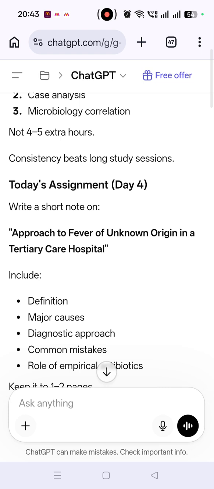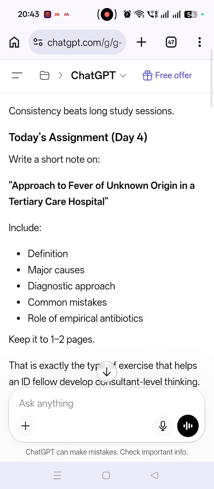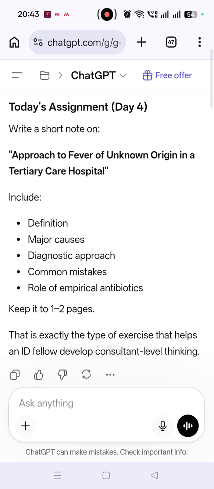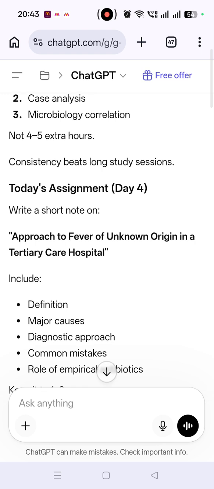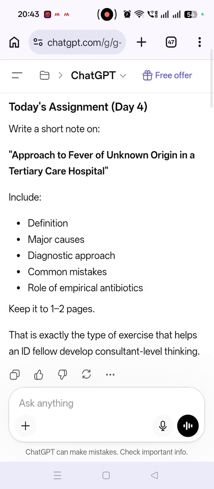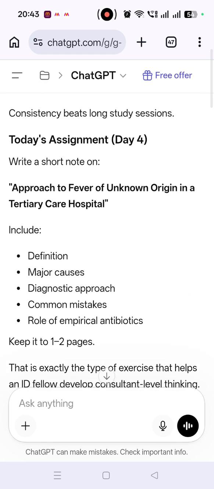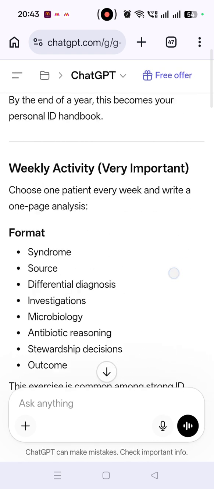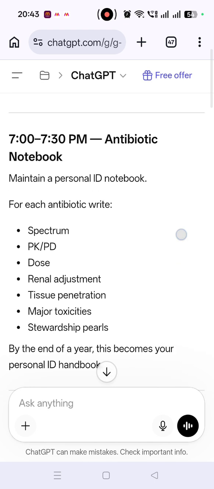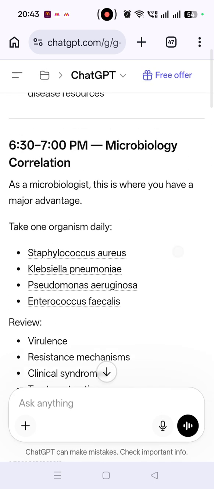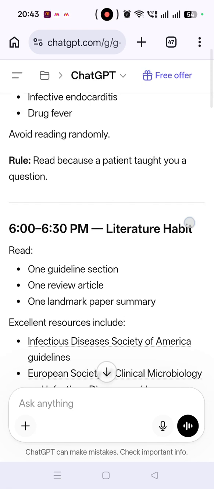Then what can be done is an approach to fever of unknown origin in a tertiary care hospital, where you should write the definition, the major causes, the diagnostic approach, the common mistakes, and the role of empirical therapy, because now one has covered fever of unknown origin and it is very important. So it should be written separately with all of these headings. All this is very important for the fourth day, and it is just giving tips, and everything can be read in detail.